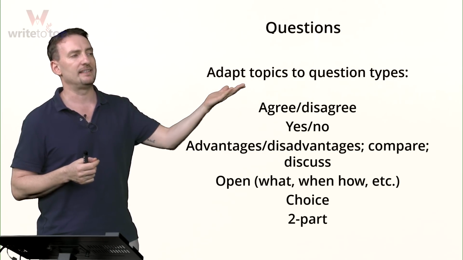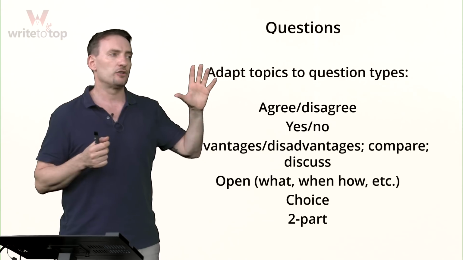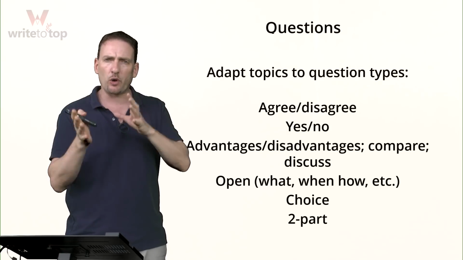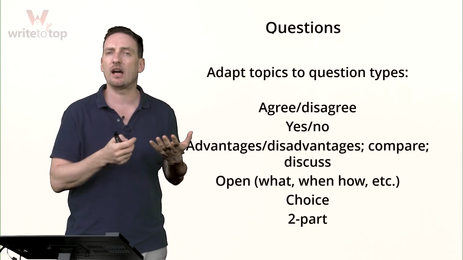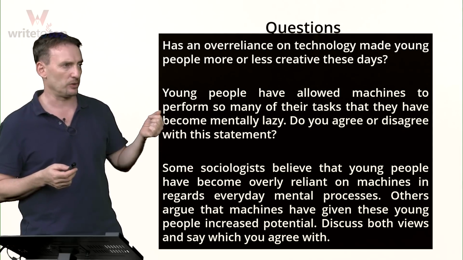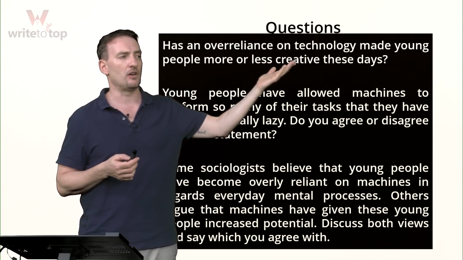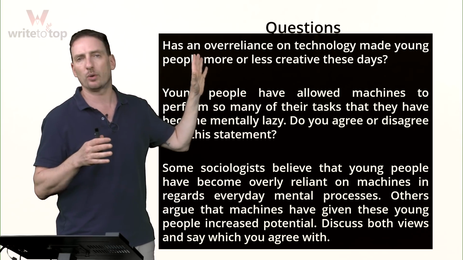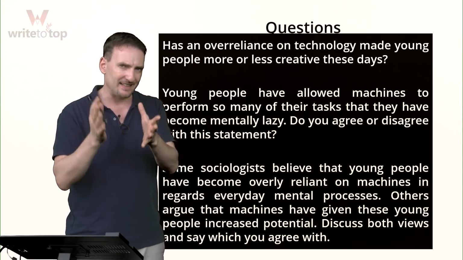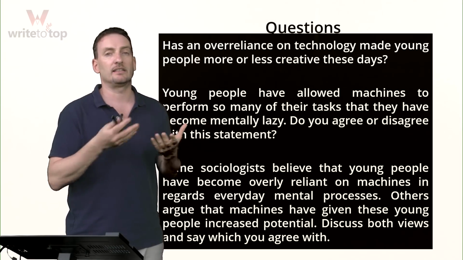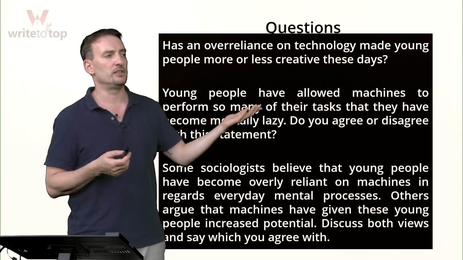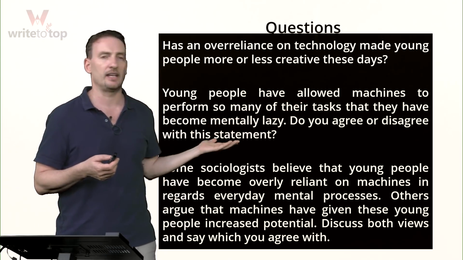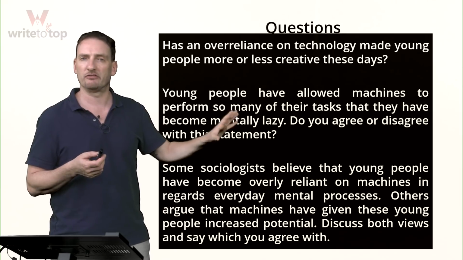Now, what I mean here by adapt topics to the question types, try to take certain topics in a question and ask more or less the same thing in a different style of question. So one of the questions I just showed you before: has an over-reliance on technology made young people more or less creative these days? So this is a yes-no question. Fine. Take the same idea, the same subtopic, and ask it in a different way. Young people have allowed machines to perform so many ways. Do you agree or disagree with this statement? So I took my yes-no question, I've made it into agree, disagree.